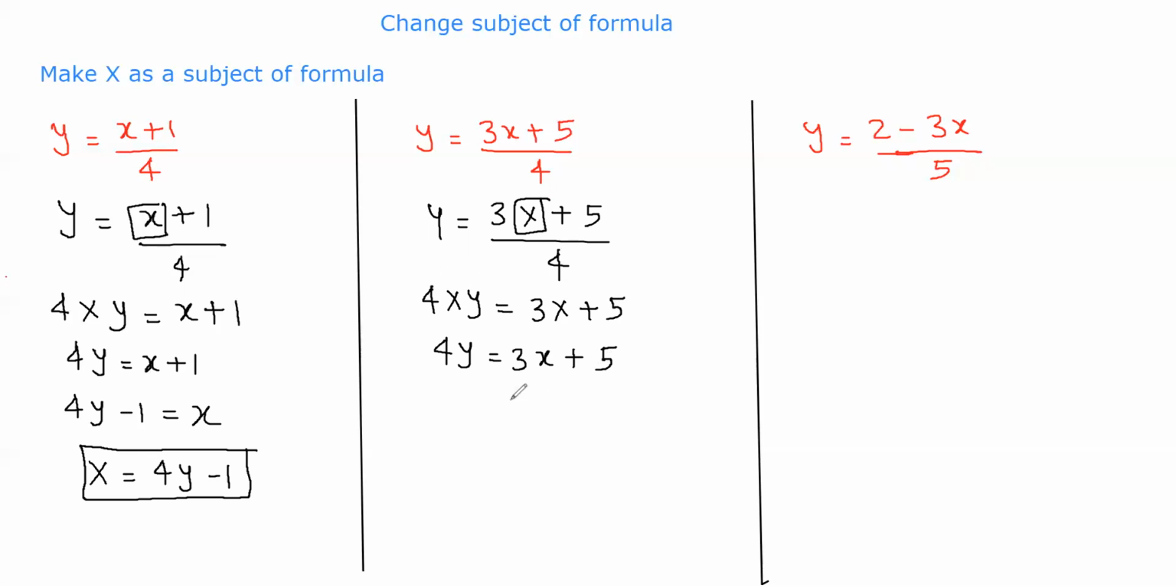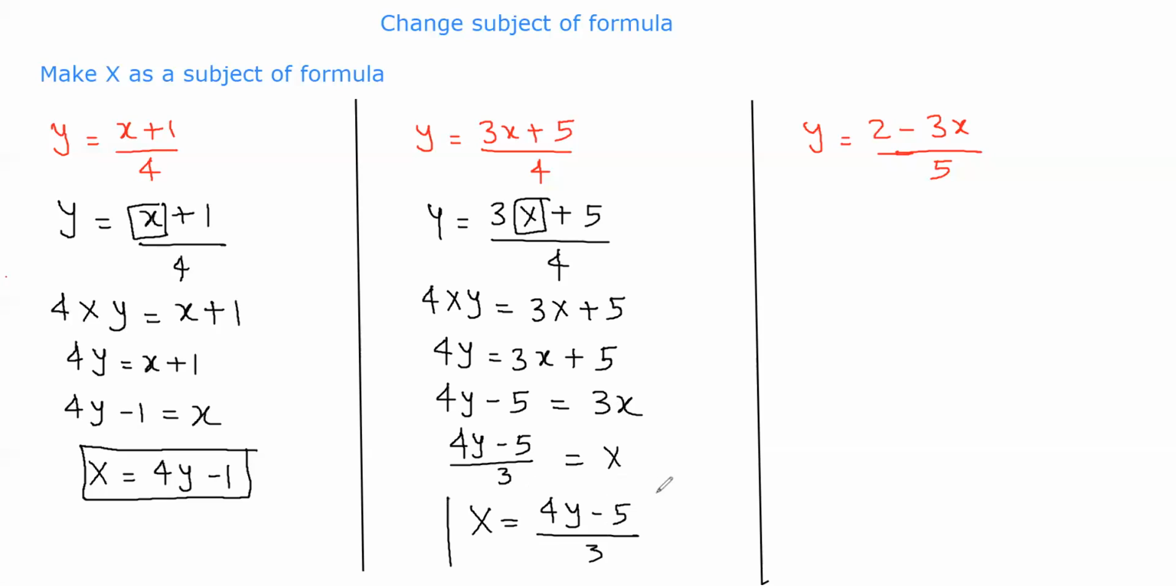Now this is plus 5 here. We can shift it to the other side as negative 5. 4y take away 5 is equal to 3x. We can write it as 4y take away 5 divided by 3 is equal to x. Because 3 was in multiply, when you shift it to the other side, it goes in divide, which is x is equal to (4y take away 5) divided by 3. So this is your changed subject of formula for x.